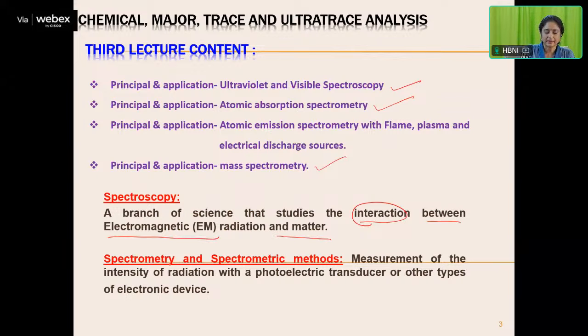Now, spectrometry and spectrometric methods. So spectroscopy is the interaction between EMR and matter. And what is spectrometry? It is the measurement of the intensity of radiation with a photoelectric transducer or other type of electronic devices. So whenever we are doing some spectroscopy, to get the concentration, we must do a spectrometry also.